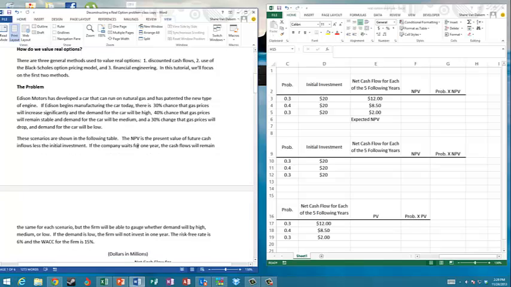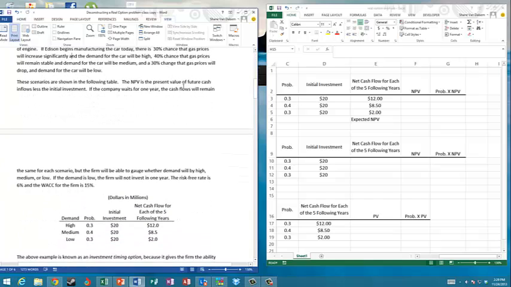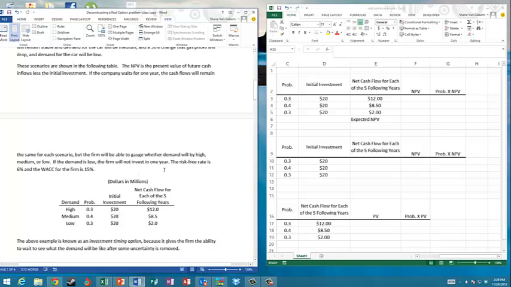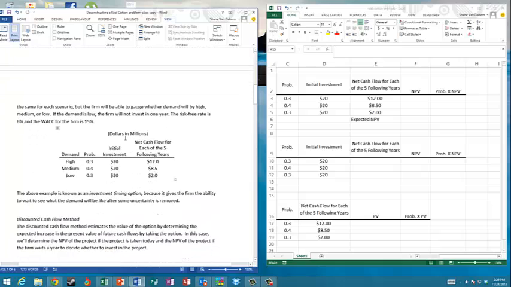These scenarios are shown on the following table. The NPV is the present value of future cash flows less the initial investment. If the company waits for 1 year, the cash flows will remain the same for each scenario. And I did that to keep things pretty simple. But the firm will be able to gauge whether demand will be high, medium, or low. If the demand is low, the firm will not invest in 1 year. The risk-free rate is 6%, and the weighted average cost of capital for the firm is 15%. So here we have our inputs. High, probabilities, 30% of high demand, 40% for medium demand, and 30% for low demand.